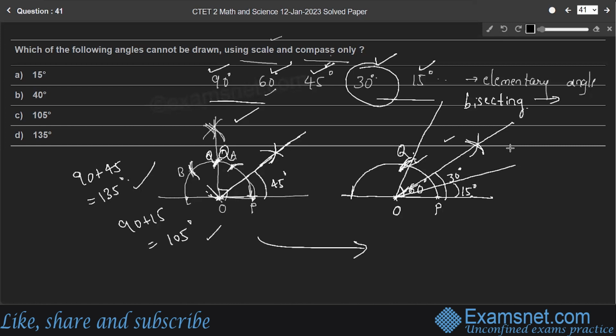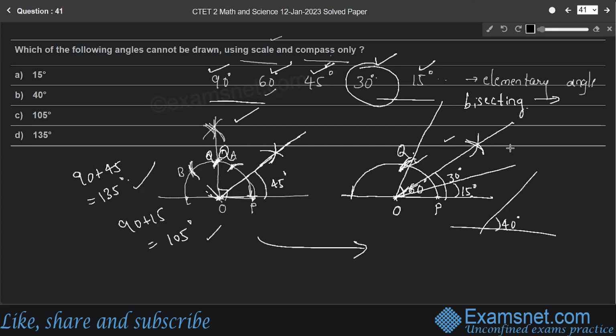But what about 40 degree angle? You cannot draw 40 degree angle directly. By bisecting also you cannot draw 40 degree angle, right? Therefore, it is not a straightforward task with just a compass and a straight edge, because 40 degree is not a product of subtracting or adding and halving these elementary values, right?